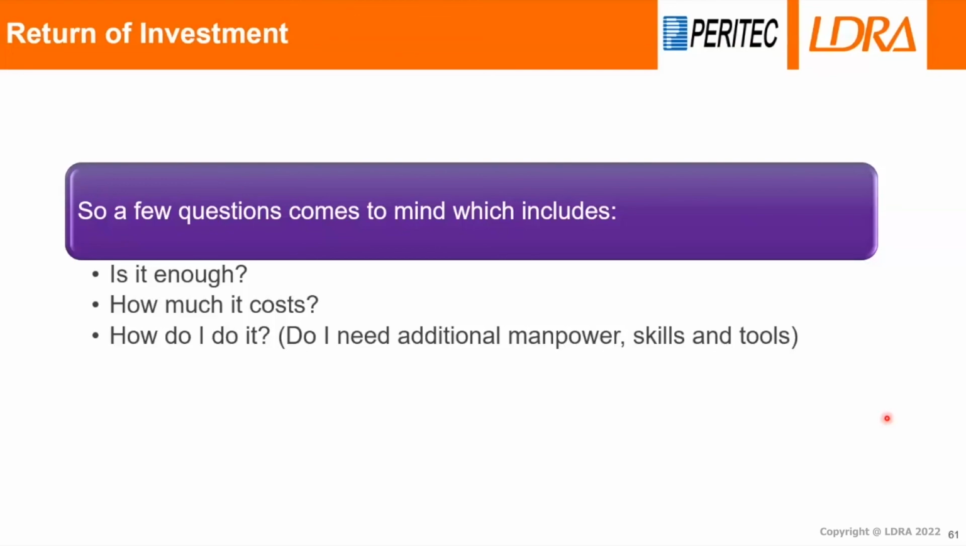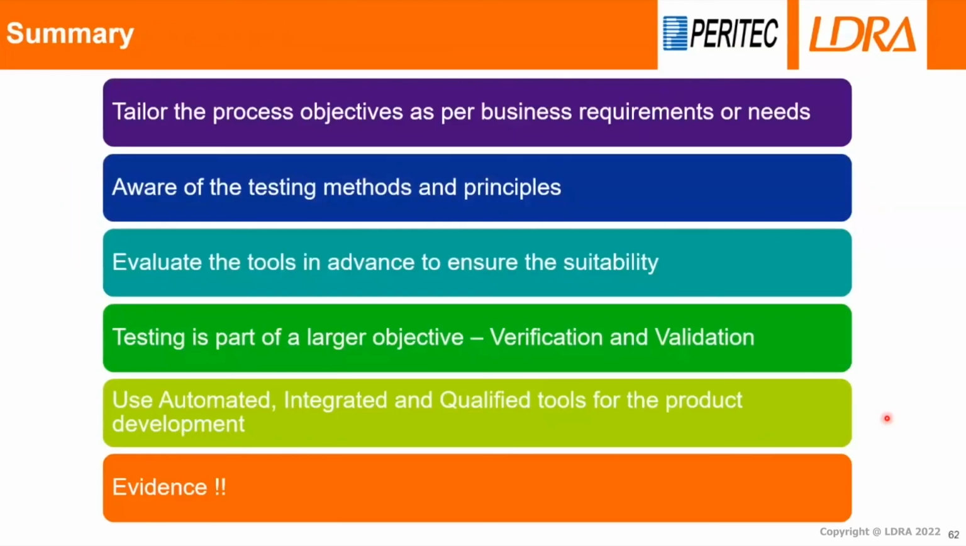The answer to this is in my summary. During a safety related or security related process, we need to tailor the process activity as per the business requirements or needs. We don't need to completely follow the process activity. Tailor it according to your product need and be aware of the testing methods and principles. You always have a choice. Look at the tables, pick up the activities, and then do it.